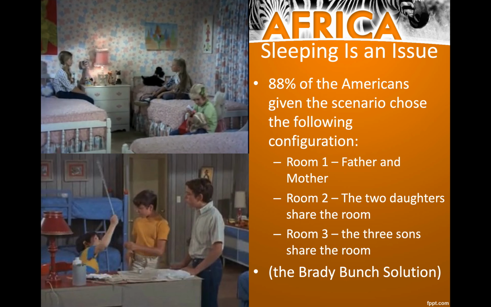88% of the Americans given the scenario chose the following configuration. Room 1, father and mother. Room 2, the 2 daughters share the room. Room 3, the 3 sons share the room. And this is known as the Brady Bunch solution because this is pretty much what the Brady Bunch did.